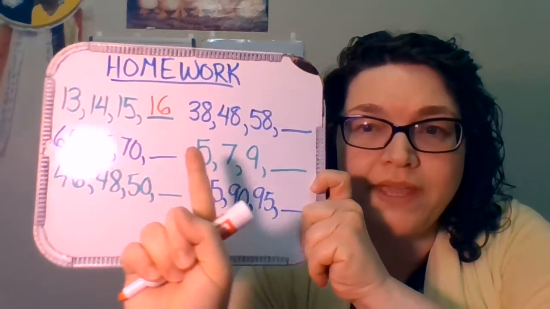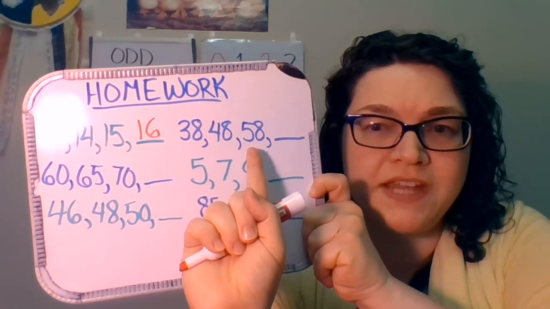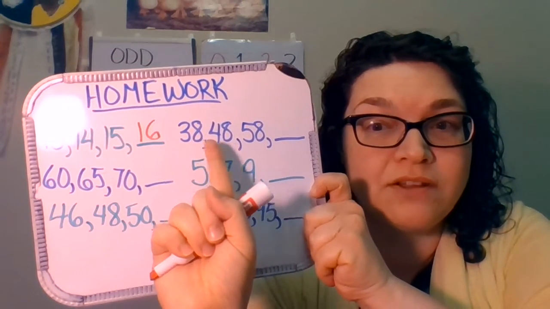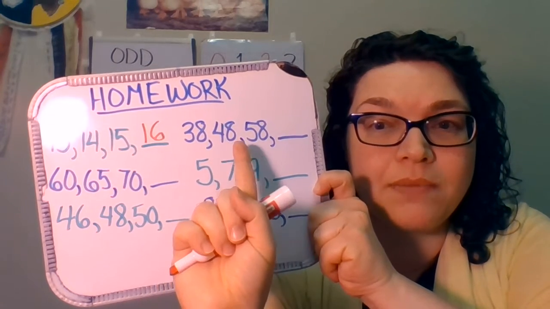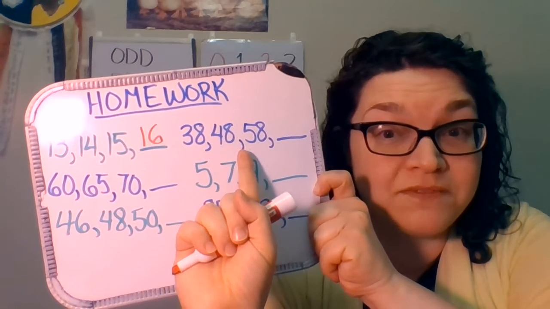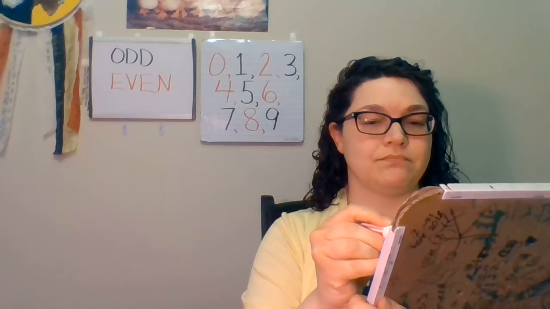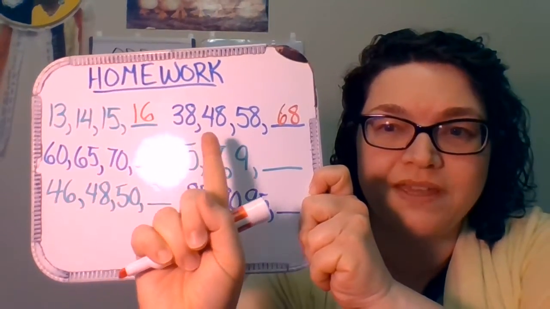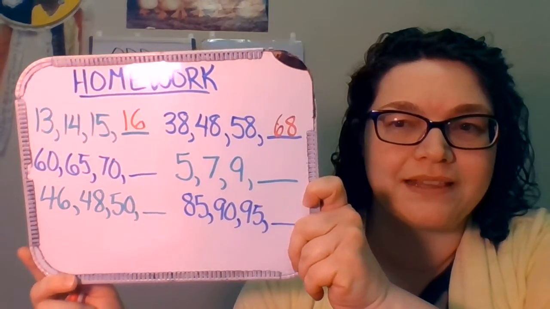Now, second here, we have 38, 48, 58. Now, as you can see, the ones are not changing, but the tens are increasing by one each time. So 38, 48, 58, 68. You see the pattern there? 3, 4, 5, 6. Okay, sorry about the light there.